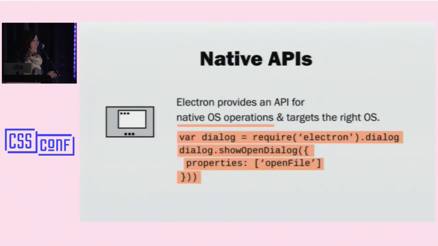And then there's the native APIs. So Electron makes available a lot of different APIs for doing all the different things you could imagine that you would want to do to integrate your app to the operating system. So for instance, a dialogue like an open file dialogue. There's one API for that. Electron does the work of figuring out if the user is running your app on Mac or if they're running it on Linux. You just have to use the one API.